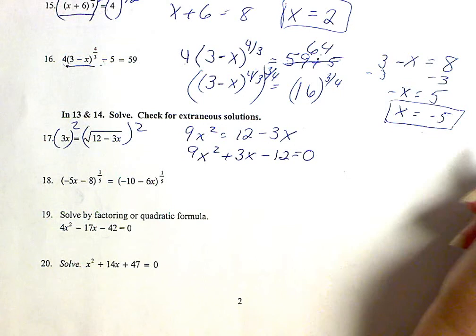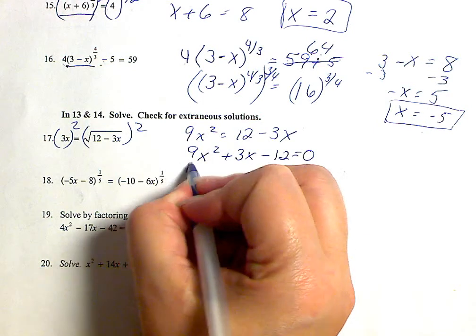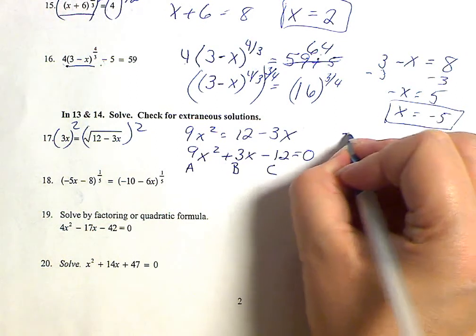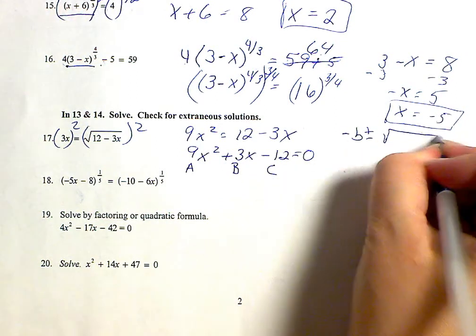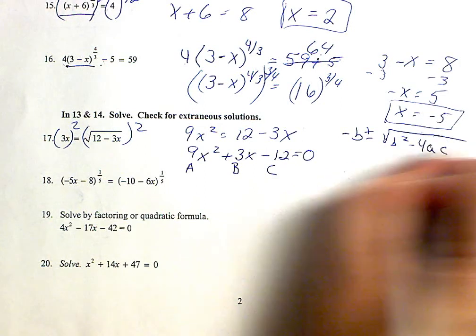Remember, you can have a front and a back side for your cheat sheet. Make sure you have the quadratic equation on there. So that means this is A, this is B, and this is C. It is negative b plus or minus the square root of b squared minus 4ac all over 2a.